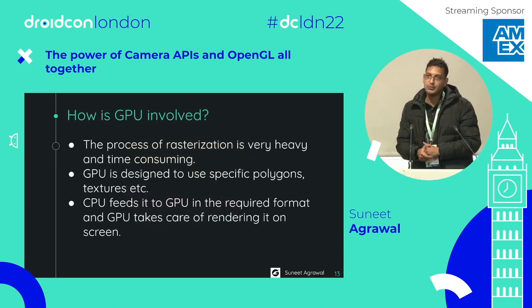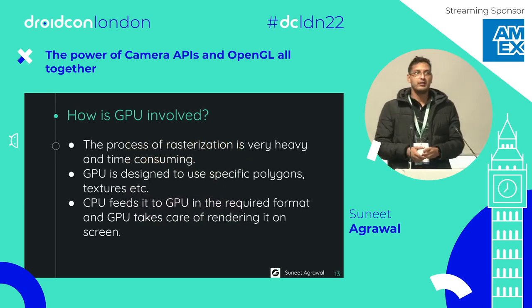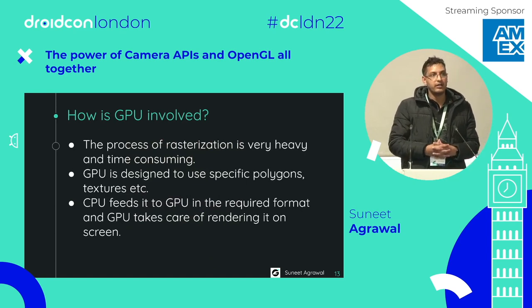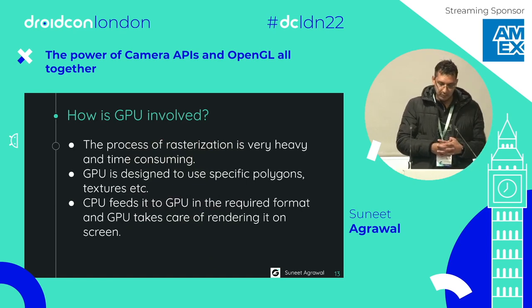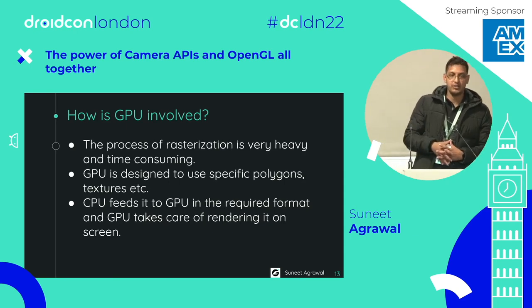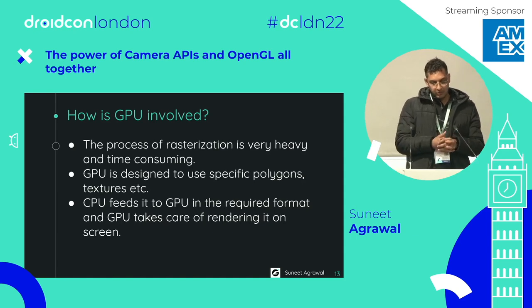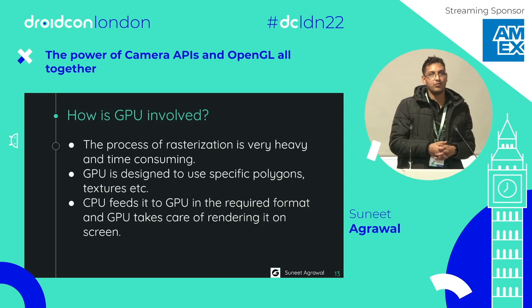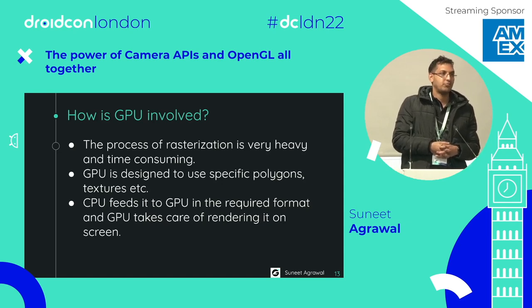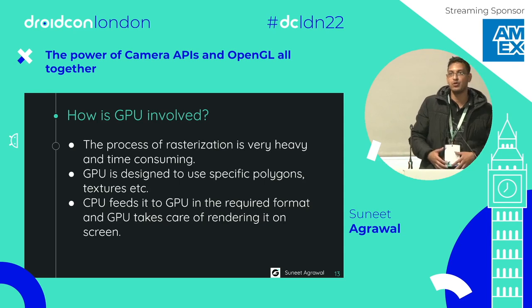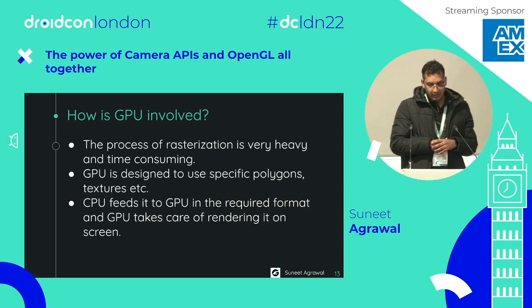Now the question comes in: how is the GPU involved? Because anything that needs to be calculated is done by the CPU, right? The process of rasterization is managed by the GPU. The process of drawing anything on your screen is managed by your GPU. The GPU is designed to use specific polygons and textures. Let's say you want to change the color of a button, or the color of the background. That data needs to be passed to the GPU, and the GPU is going to draw that on your screen.